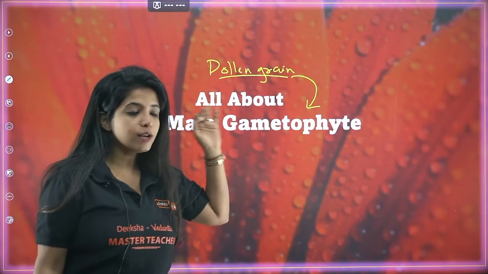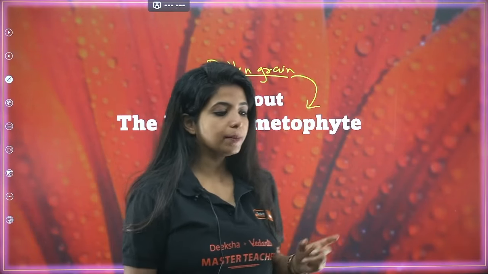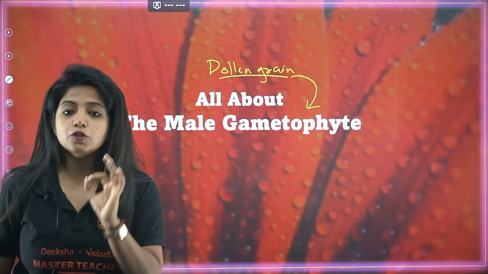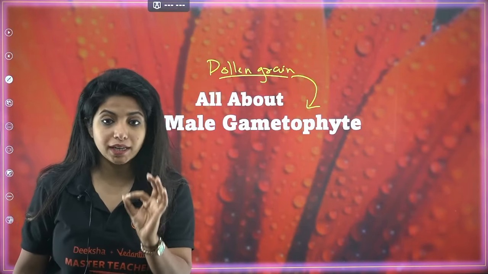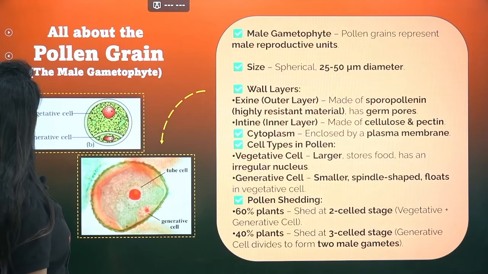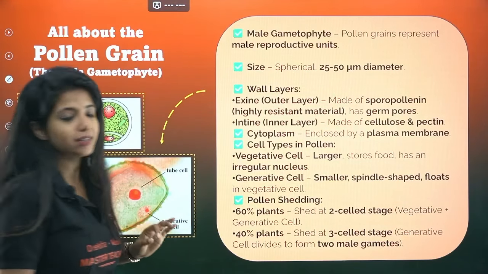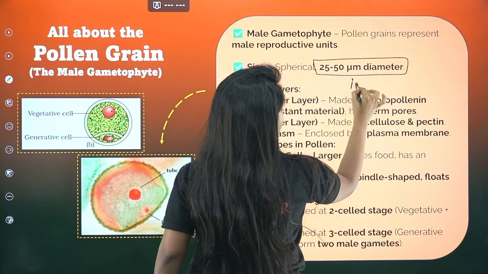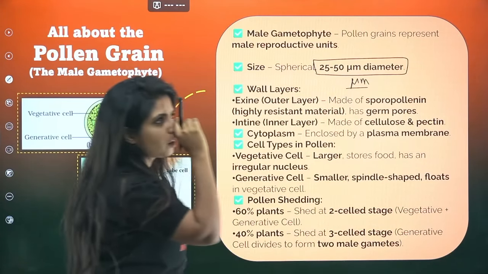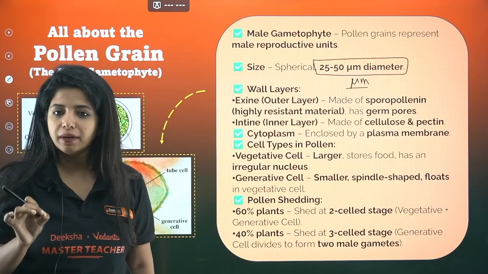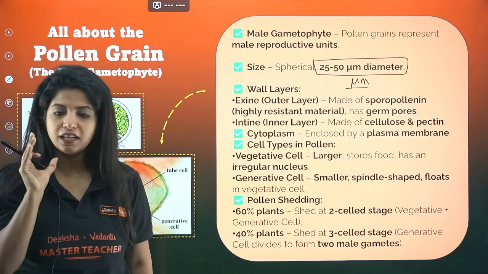So PU2 children, the question might be coming, draw the structure of male gametophyte, or tell the features of male gametophyte. That means you are being asked about pollen grains. You need to understand that. When you talk about pollen grains, the shape and the size are really important. The size is 25 to 50 nanometer, not micrometer, in diameter, and they are spherical in structure.